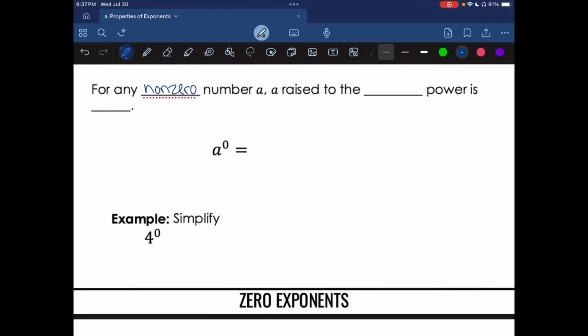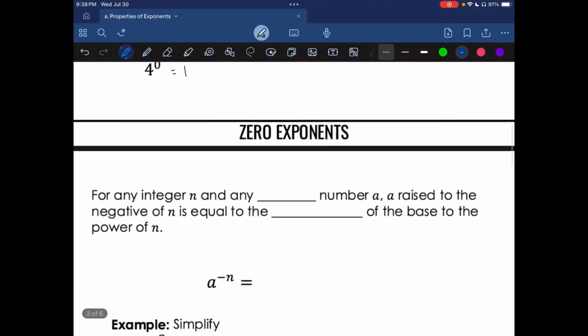So A to the 0 is 1. So if they ask you to simplify 4 to the 0th power, just get 1. Fairly straightforward there. Next flap is on negative exponents.